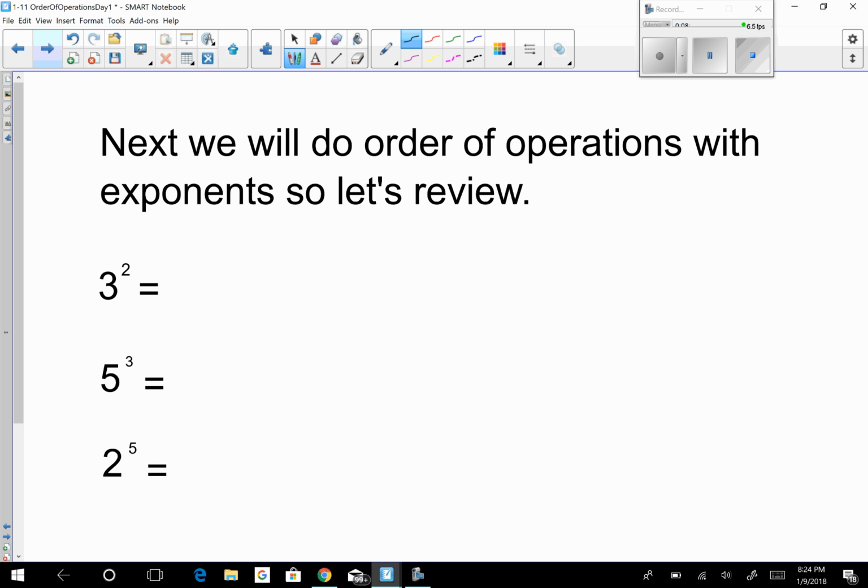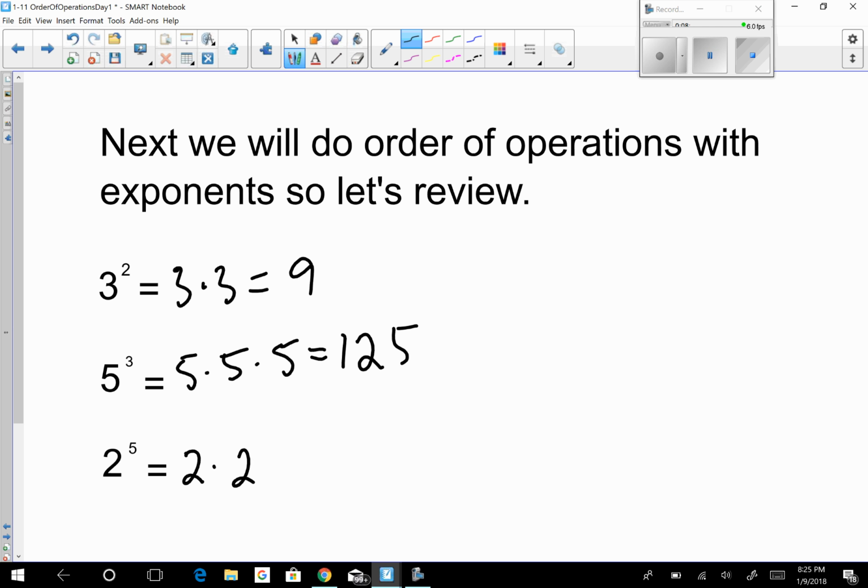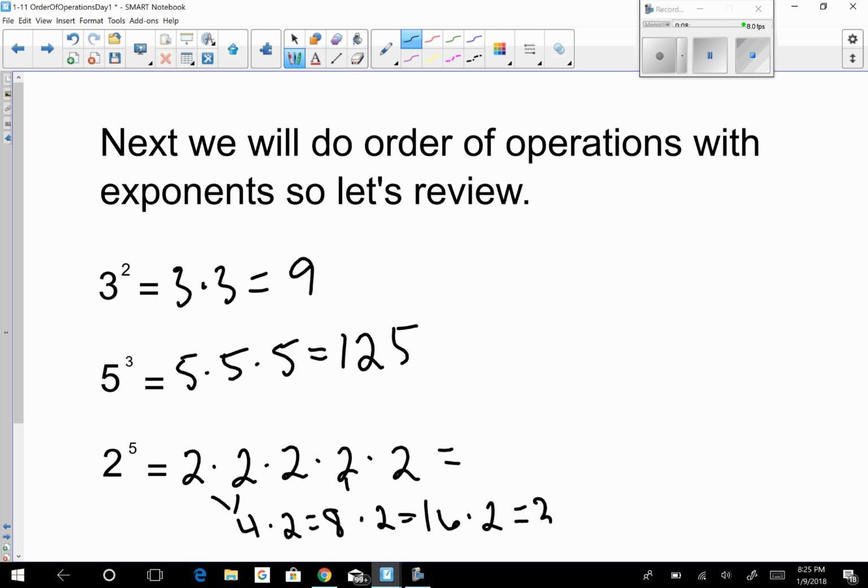All right. Now we're going to do a couple with exponents, so let's review. Remember 3 squared, that's 3 times 3, which is 9. 5 cubed, it's 5 times 5 times 5, which is 125. And then 2 to the 5th, it's 1, 2, 3, 4, 5. Okay, so remember 2 times 2, that's 4. Then times 2 again, that's 8. Then times 2 again, that's going to be 16. And times 2 one more time, it's going to be 32.